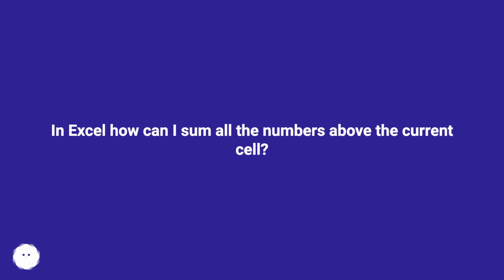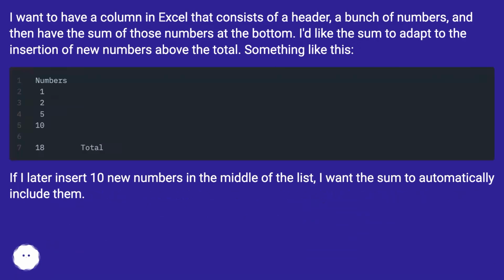In Excel, how can I sum all the numbers above the current cell? I want to have a column in Excel that consists of a header, a bunch of numbers, and then have the sum of those numbers at the bottom. I'd like the sum to adapt to the insertion of new numbers above the total. Something like this.